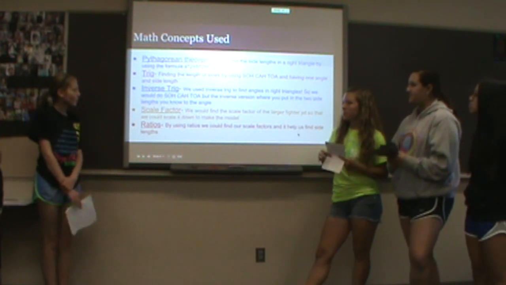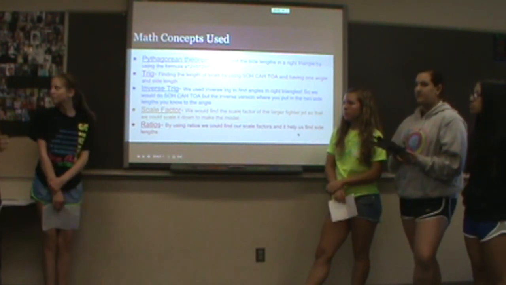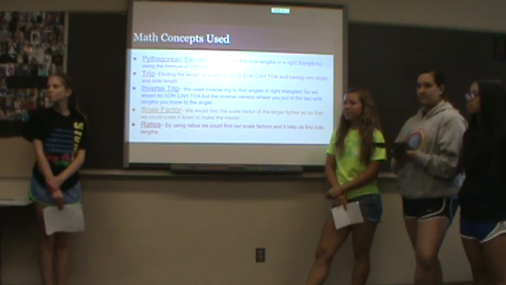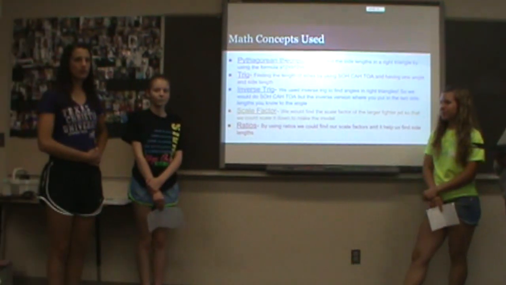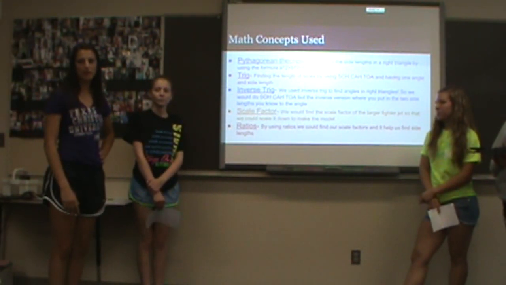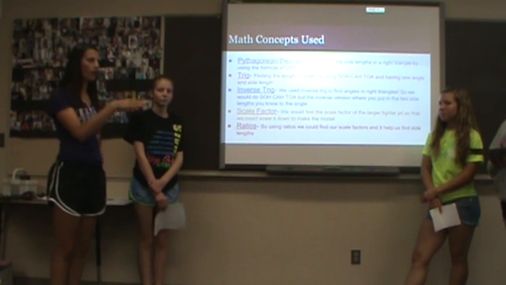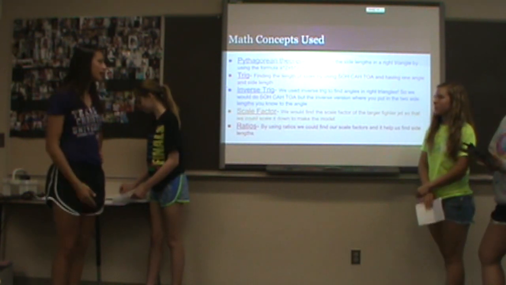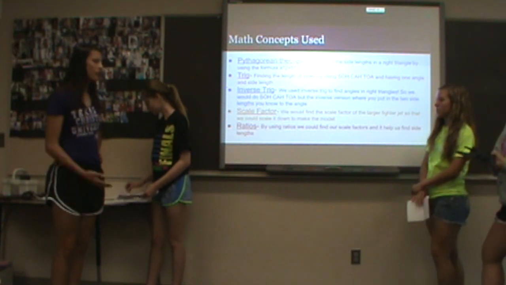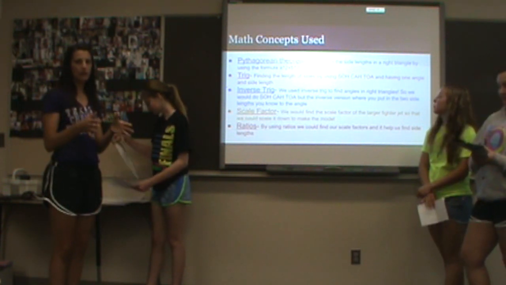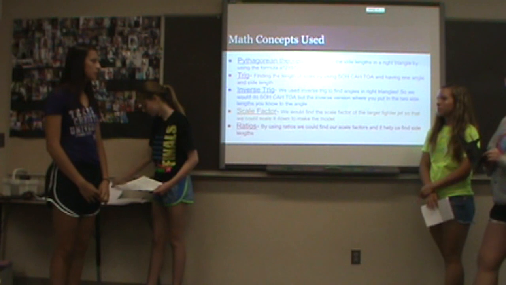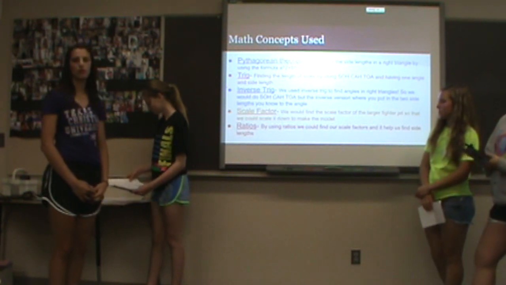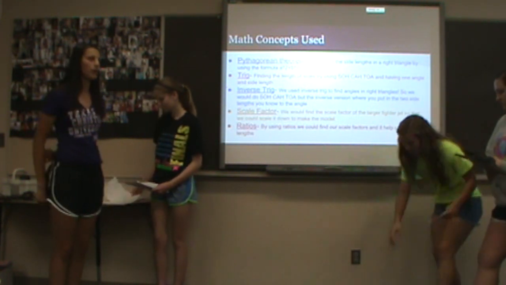Okay, so to find our angles and side lengths, we used the Pythagorean theorem. If we had two side lengths, we cut it all into right triangles. We also used trig and inverse trig, and then our scale factor so that we could size down every piece of it so it wouldn't be huge, as Kaylee said. And we used ratios to help us with the lengths as well.